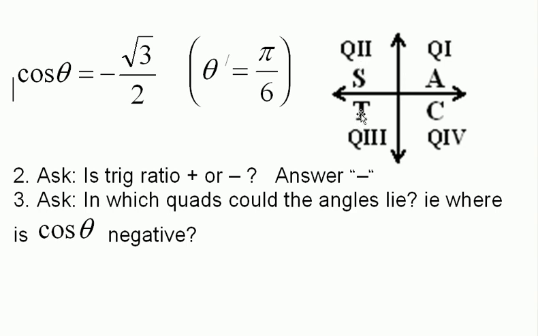When I move to the third quadrant, T stands for the tangent and its reciprocal cotangent. So tangent and cotangent are positive in the third quadrant. All the other trig ratios are negative, so cosine must be negative in the third quadrant. When I move to the fourth quadrant, cosine and its reciprocal secant are positive. So the fourth quadrant is not one of the quadrants where my angle theta will lie.